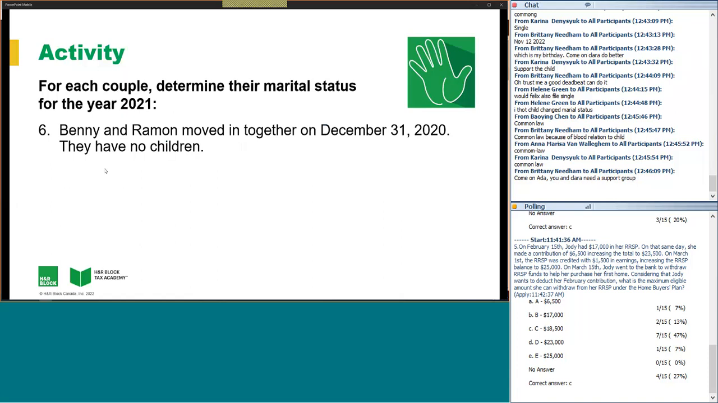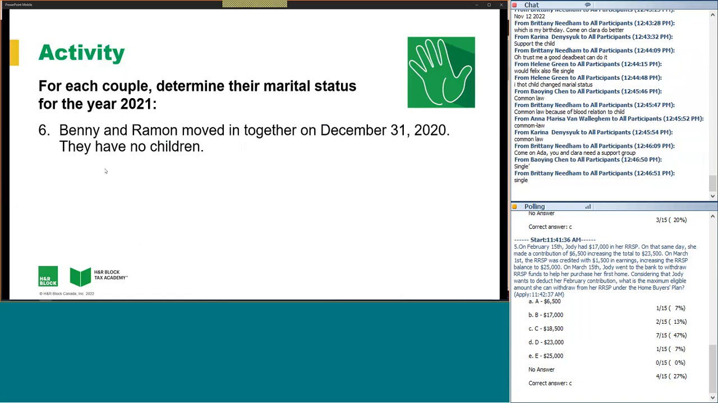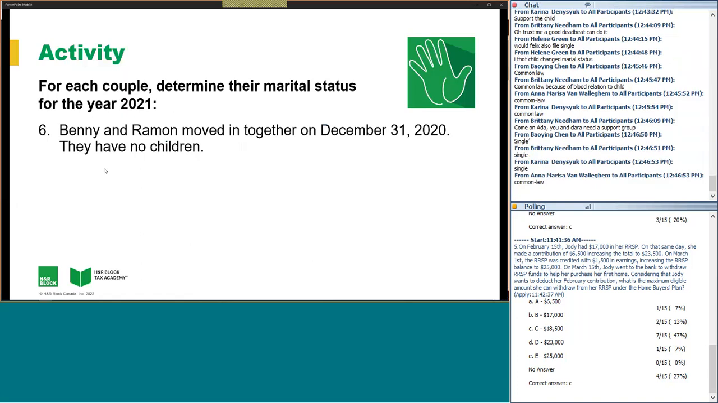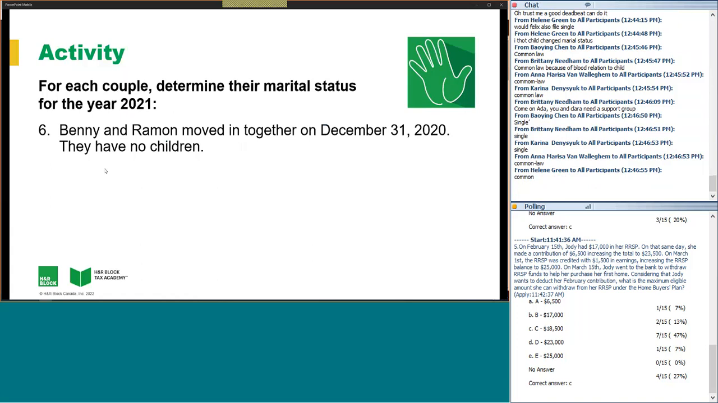Okay, a couple more. Benny and Ramon moved in together on December 31st, 2020. They have no children. What will their marital status be for 2021? 2021, they have now been together for 365 days. Common law. The date of change is December 31st, 2021. That is within the tax year, so they are common law for 2021, and they should file an RC65.